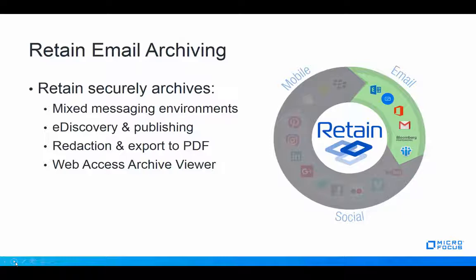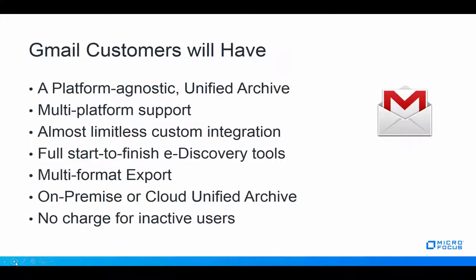Also with it, you have built-in eDiscovery and publishing. I'm going to talk a little bit more about that later. There's redaction included, so if you need to take stuff out that you don't want part of the public record, you can. You can export that to PDF as well. And then there are a few ways to access the archive. They can access it via web UI. They can access it via an email plugin, so right from Outlook, they can click on the archive and search it right from there. And then there's even a mobile app to access it.